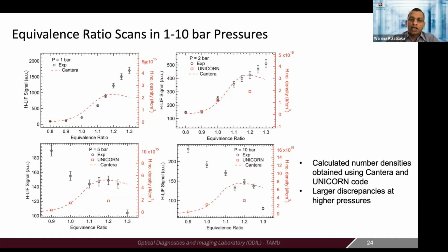In general, the profiles agree reasonably well up to about slightly rich flames. But when the pressure gets higher and higher, we get larger discrepancies on the low equivalence ratio or lean flame side, which is not predicted very well using the equilibrium calculations. So I think that's where we think there might be some level of super equilibrium H-atom concentrations, and also we need to see whether we see any level of photolytic interferences, which we are investigating right now.